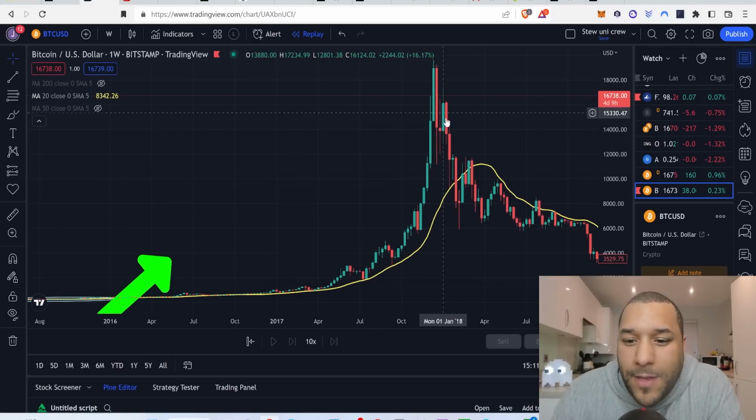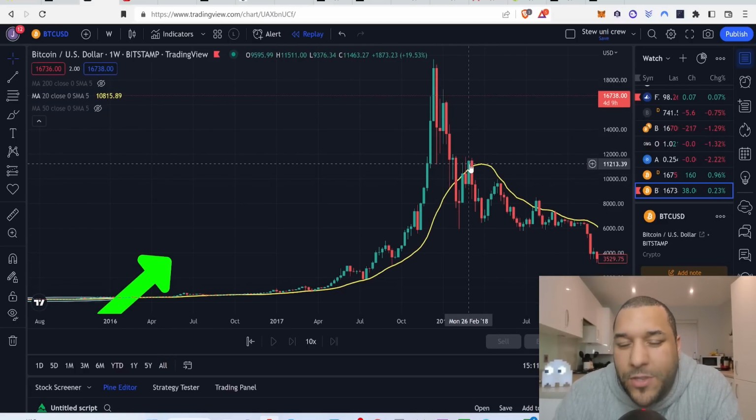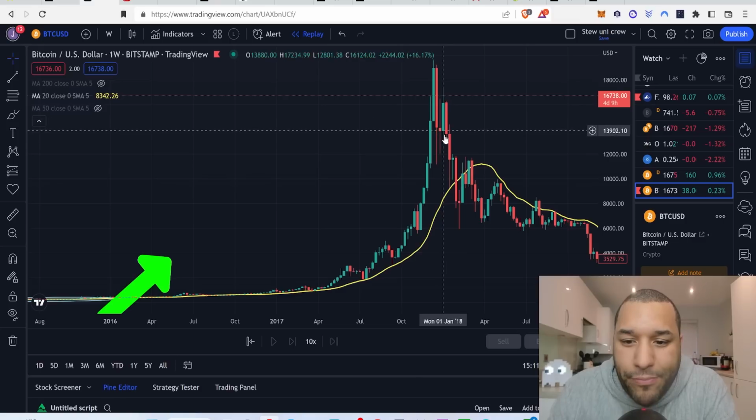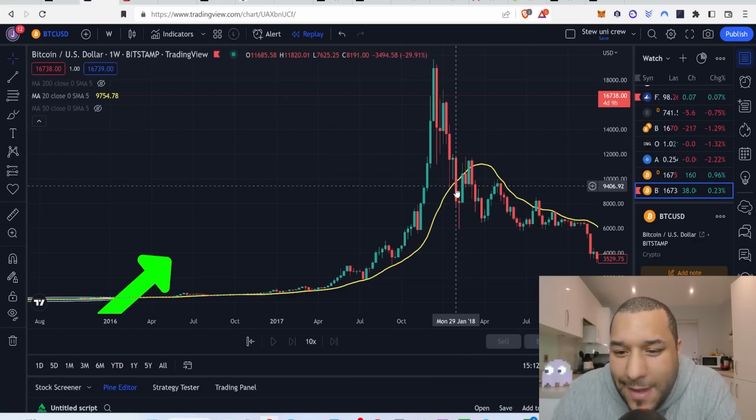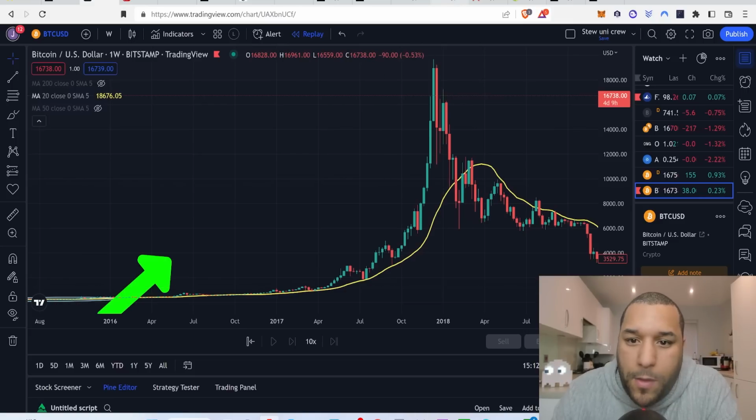We got to about here. As soon as prices fell here, that's when we saw the trend reversal. Yes, we saw a big price sell-off, but this was when it was considered a trend reversal, when it broke this yellow line. And then since then, I'll put the replay back.